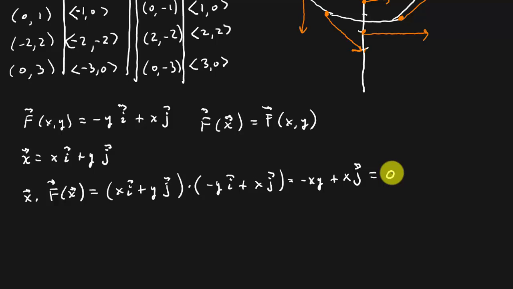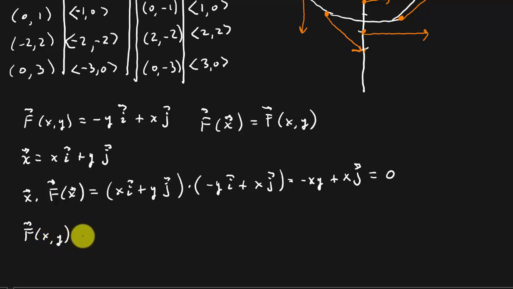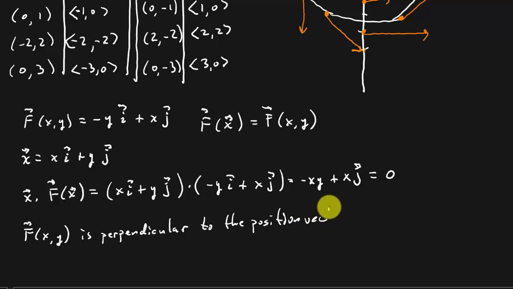All right. So it shows that f of xy is perpendicular to the position vector xy, and that shows you that it's tangent to a circle with center of the origin and radius.